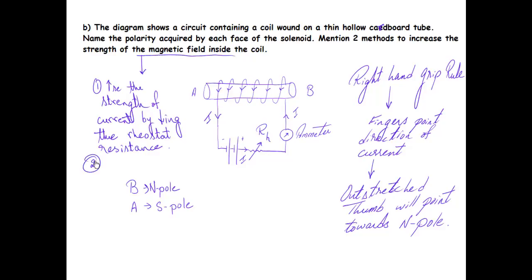And another way of increasing the strength of the magnetic field is placing a soft iron core inside this cardboard tube. So place a soft iron cylinder inside the cardboard tube. This will ensure that the strength of the magnetic field gets enhanced, as soft iron gets very easily magnetized.